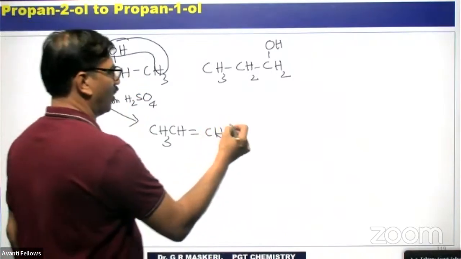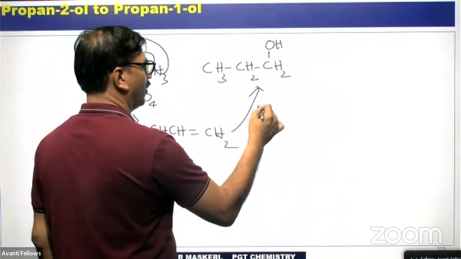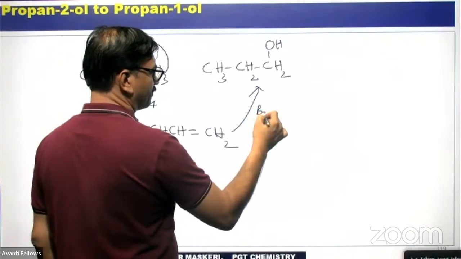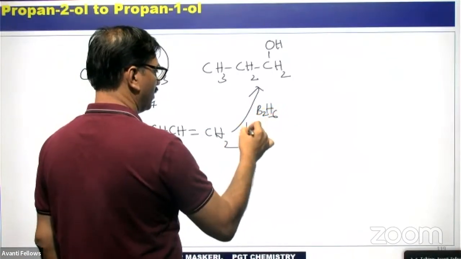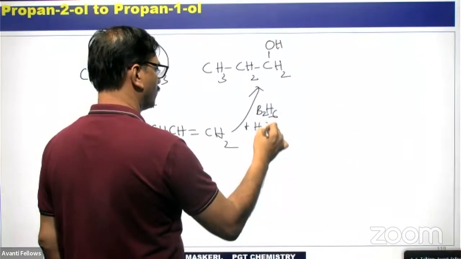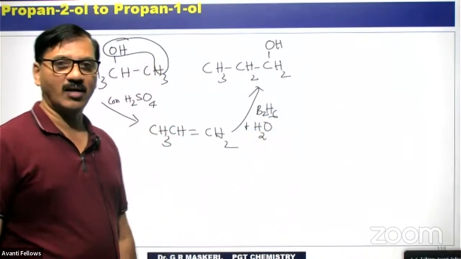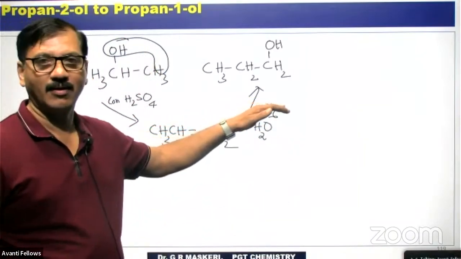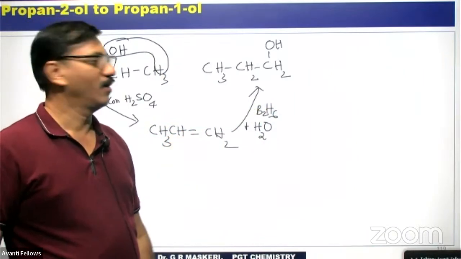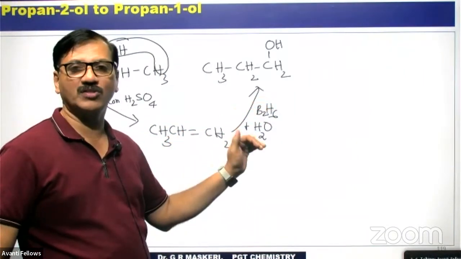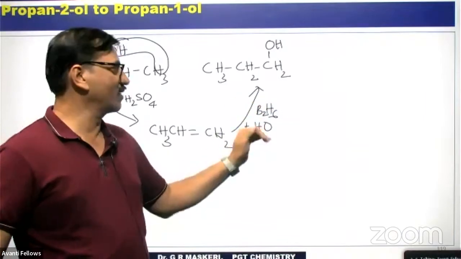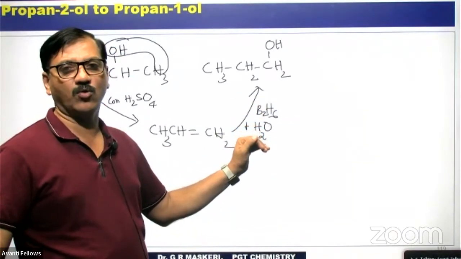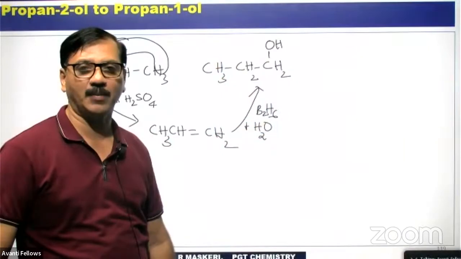For propane 1-ol, there is one method called B2H6 or BH3 plus H2O2. So this is hydroboration and oxidation. It works as if it is undergoing anti-Markovnikov addition. OH will be on the first carbon atom.